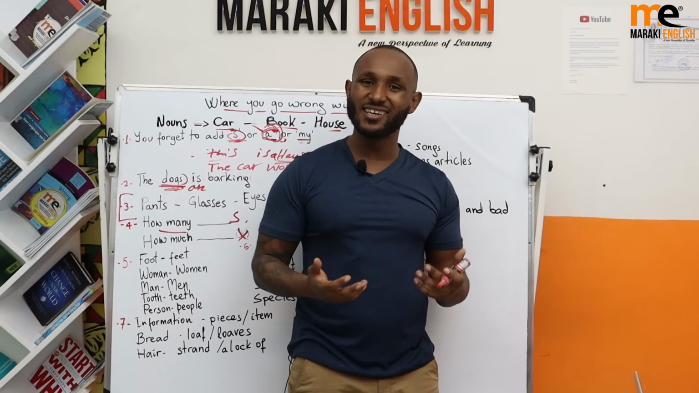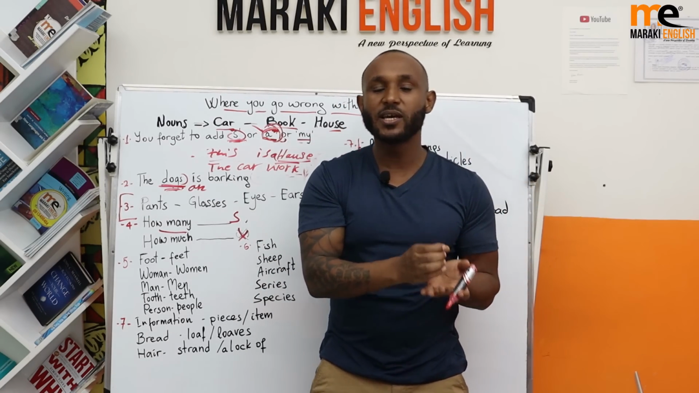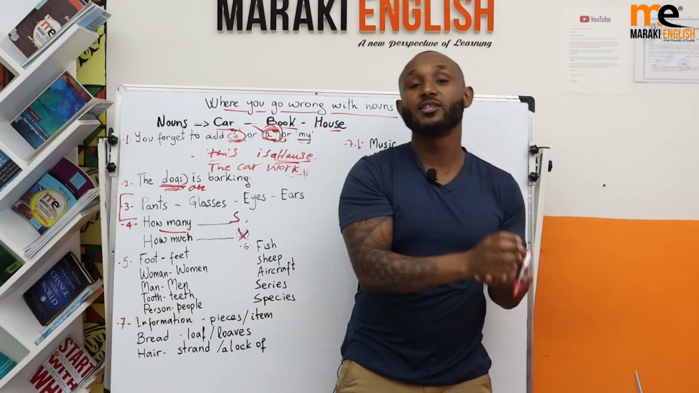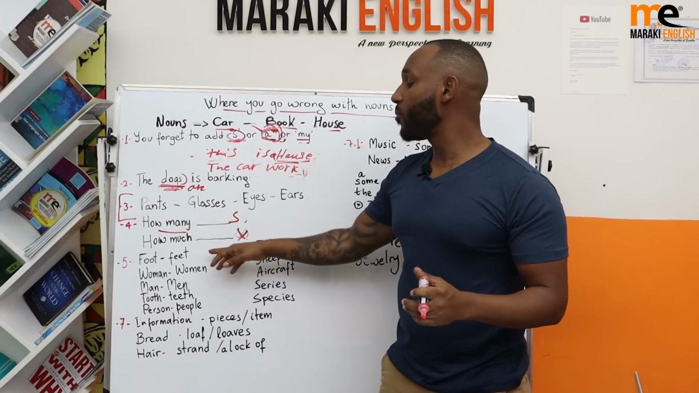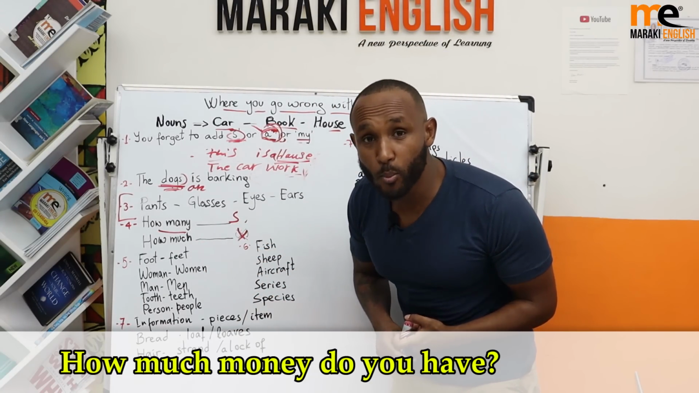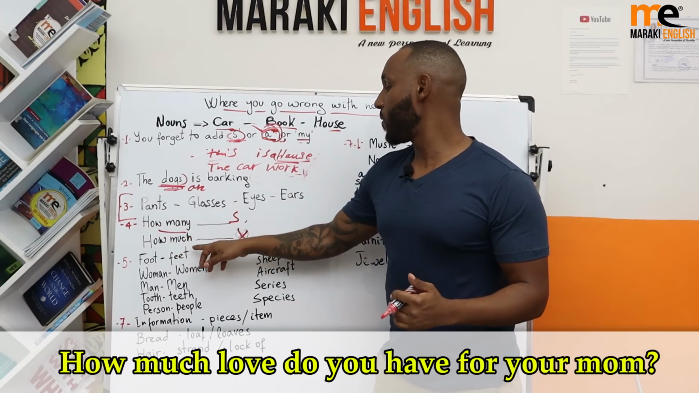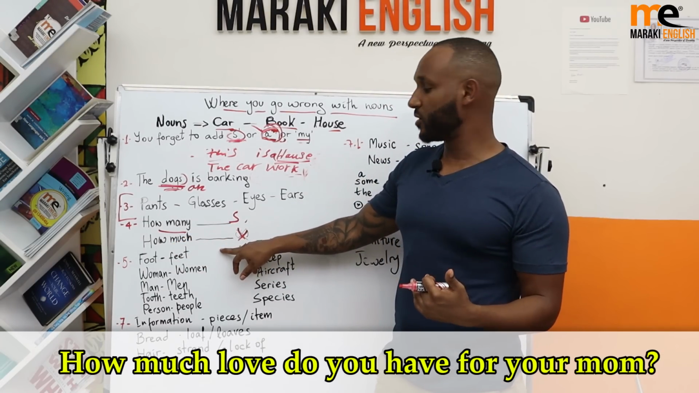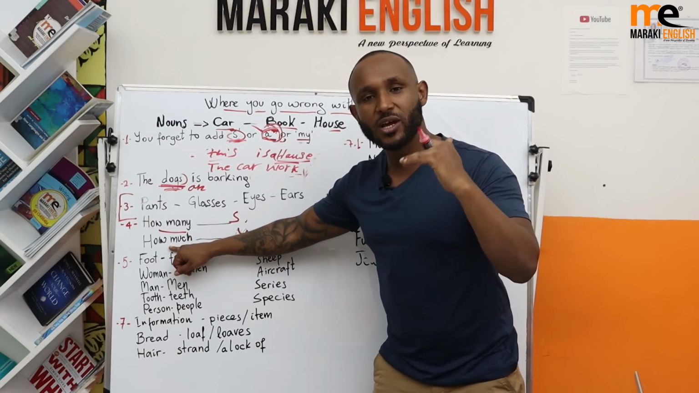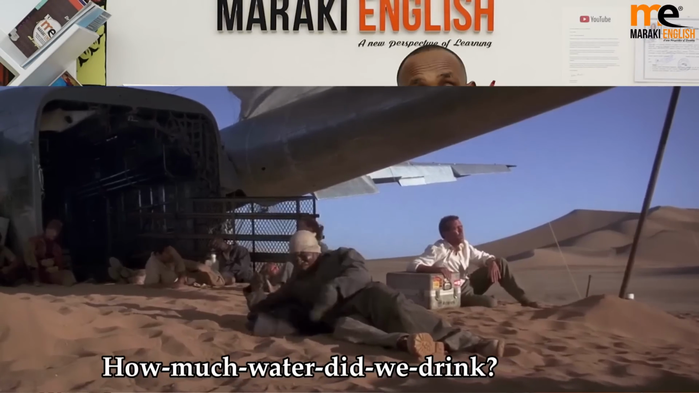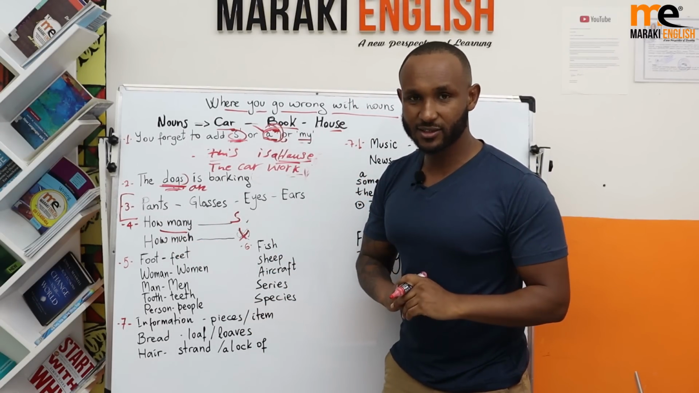So imagine money as an ocean of currencies. So you take one and you say $1, and then you take 2 and say 2 pounds, and you count the currencies, but never the money. So how much money do you have? Not how much monies do you have, okay? How much love do you have for your mother? Not loves. So if you have uncountable nouns, you never add s. How much water did we drink? So simply put, how many? Always s. How much? Never s, okay?